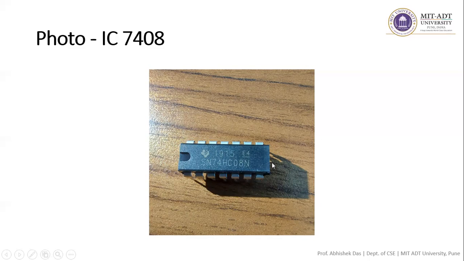Now this is actually a photo of the AND gate. As you can see over here, that is IC 7408N. So this is how the AND gate looks like. So this is all about the AND gate.